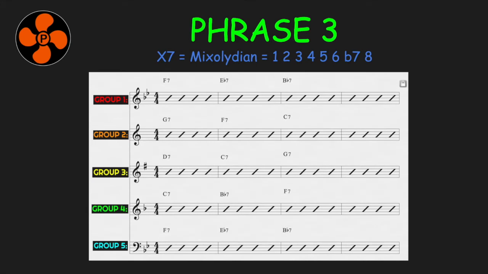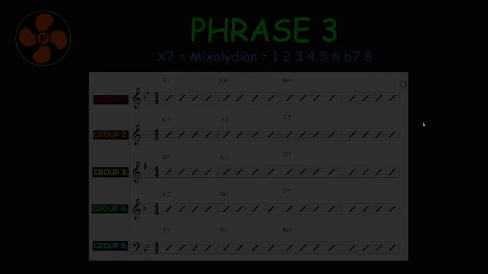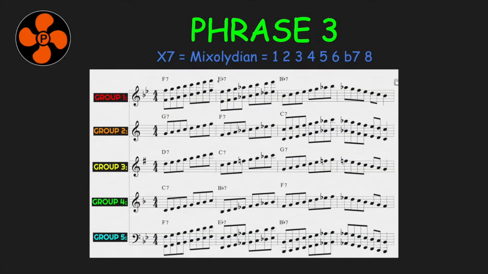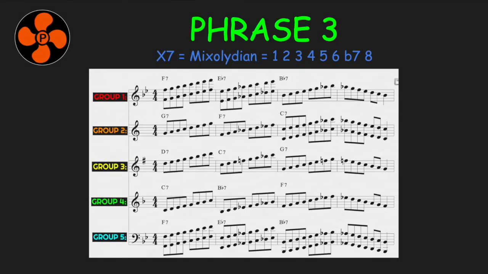In phrase 3, we're going to need all 3 of the scales that we've prepared. Phrase 3 starts on the 5 chord, then the 4 chord, and then the 1 chord for 2 measures. So for this phrase, we're only going to play the scales going up for the first measure and for the second measure. And then for the last 2 measures, we can play the scale going up and down as we did before. Let's try phrase 3.